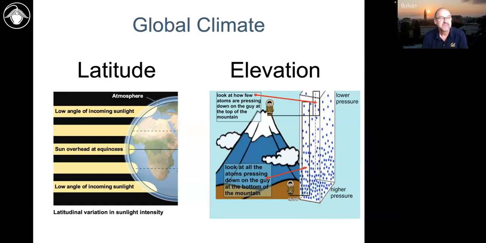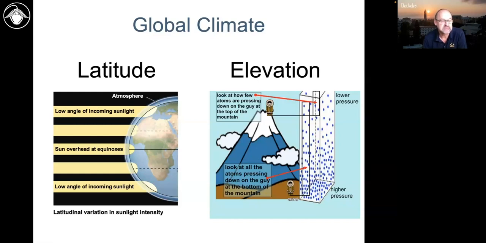At a global level, I would say the three most important drivers of global climate are the latitude, how far are you from the equator, elevation, how high are you in the mountains, and where are you relative to continents and oceans? And we'll look at that in a moment as we go forward.